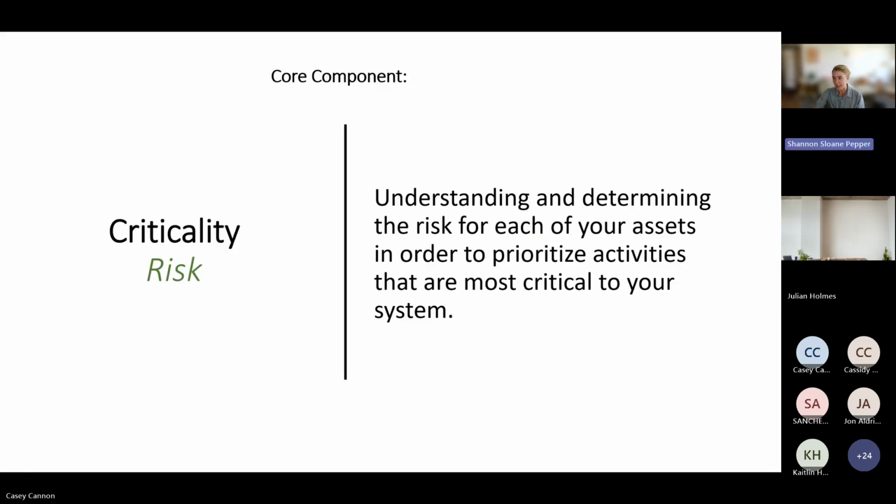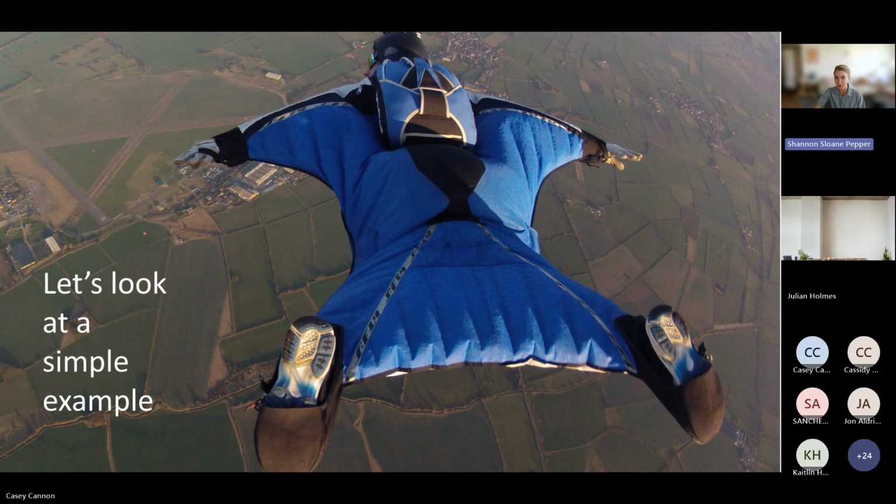So let's talk about criticality or risk assessment for your system. It's all about understanding and determining the risk of each asset in order to prioritize your activities that are most critical to your system. So how do you go ahead and calculate risk or the criticality of an asset? Next slide. We're going to look at a really simple but intuitive example of a criticality analysis for the function of skydiving, because I think that this is a pretty clear example of criticality analysis.